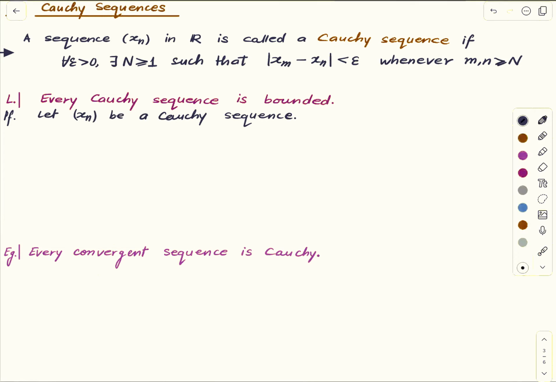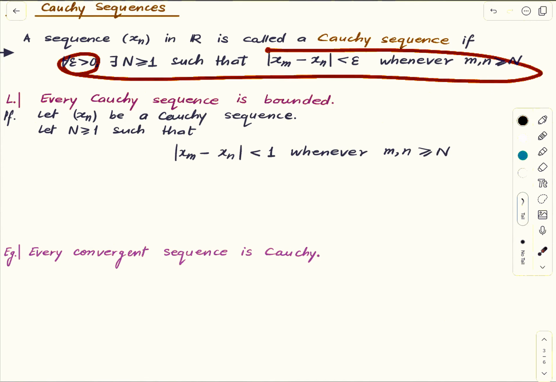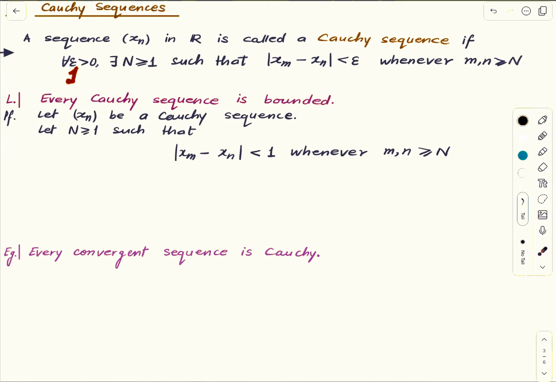So since it is a Cauchy sequence, there is some N. So let N be a natural number such that |xm - xn| is less than 1 whenever m and n are at least N. So why does this happen? Well, this statement was true for all epsilon. So we just chose epsilon equal to 1. And immediately by definition of a Cauchy sequence, we get this. All right, so we have that.